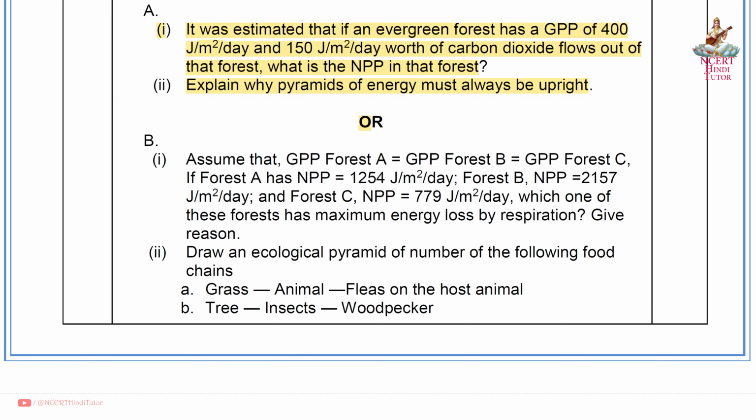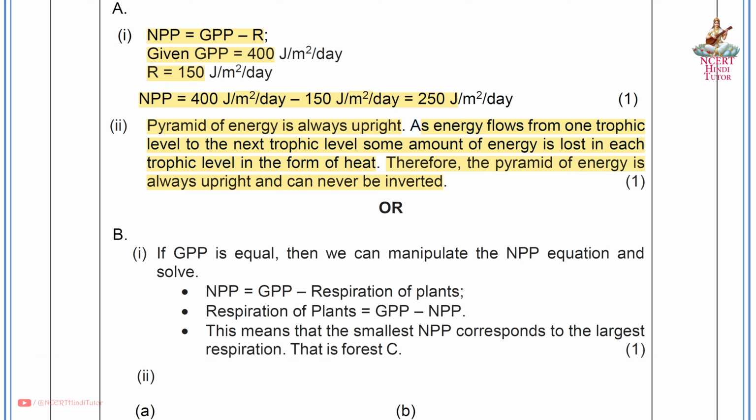Or B. First, assume that GPP of forest A is equal to GPP of forest B is equal to GPP of forest C. If forest A has NPP equal to 1254, forest B NPP equal to 2157 and forest C NPP equal to 779. Which one of these forests has maximum energy loss by respiration? Give reason. Answer. If GPP is equal, then we can manipulate the NPP equation and solve. NPP is equal to GPP minus respiration of plants. So respiration of plants is equal to GPP minus NPP. This means that the smallest NPP corresponds to the largest respiration, that is forest C.